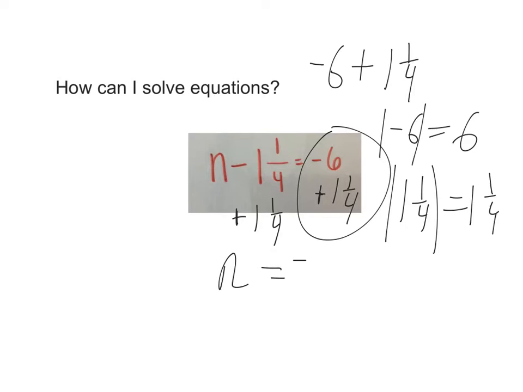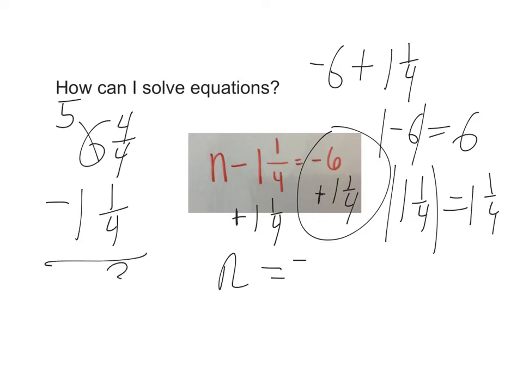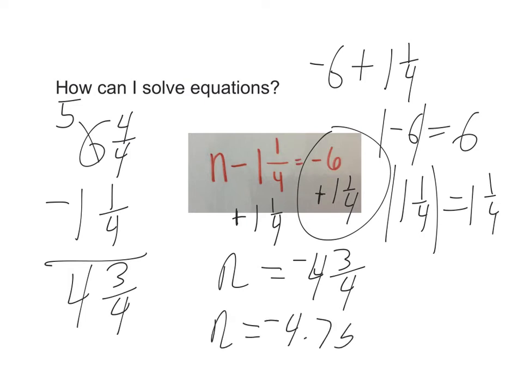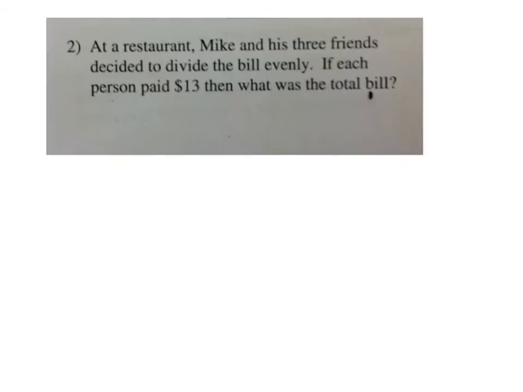Come over here to the left and do 6 minus 1 1/4. To do this, I'll immediately have to regroup the 6 into a 5 and put 4 fourths. 4 fourths minus 1 fourth is 3 fourths. 5 minus 1 is 4. So it should be -4 3 fourths. Be careful if you're looking for another answer to this. You might need to know that 3 fourths is 0.75, like 3/4, 75 cents. So n could also be equal to -4.75.